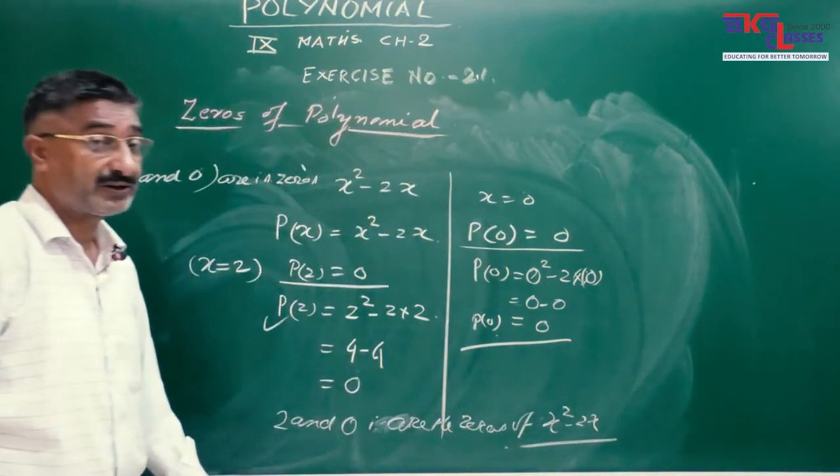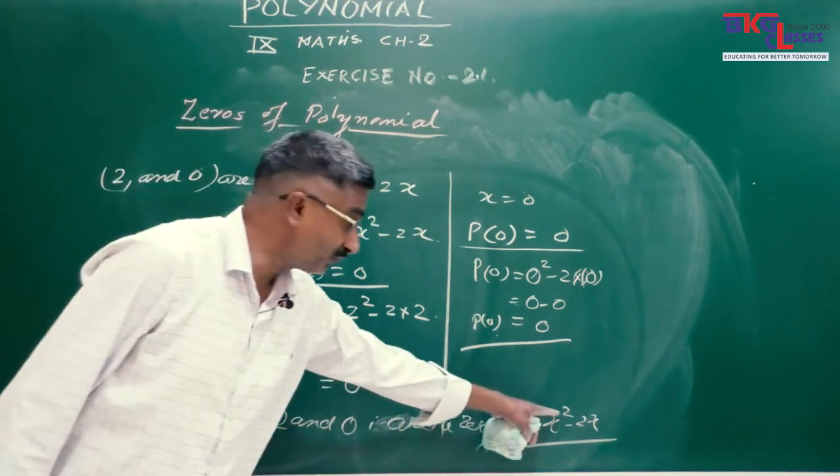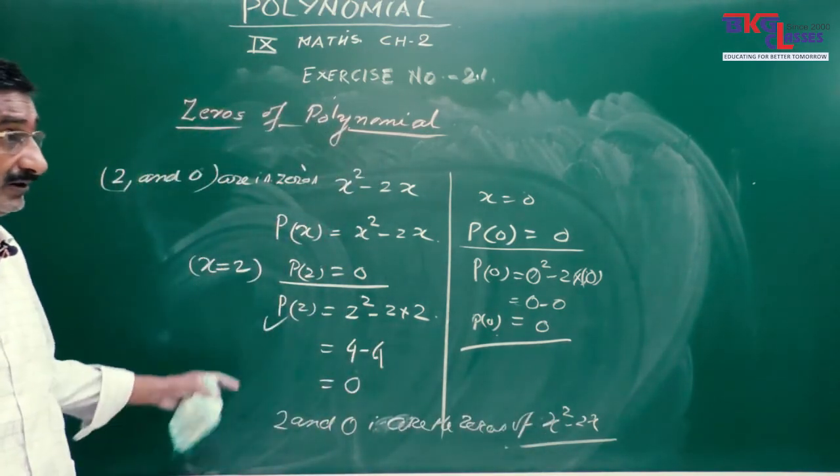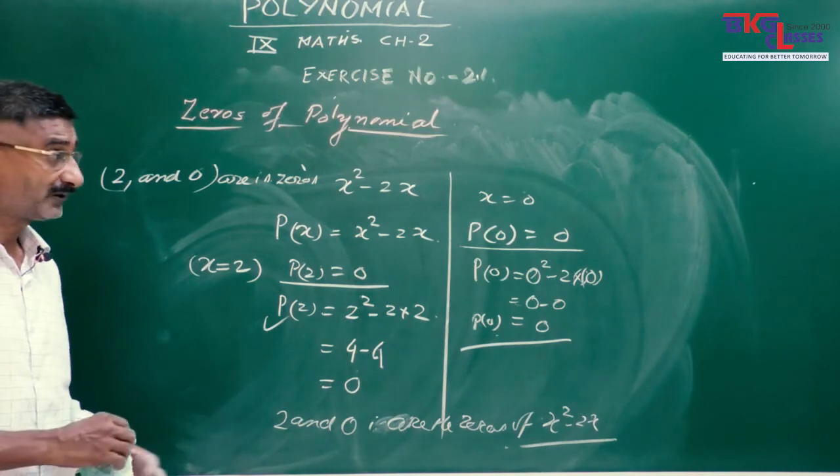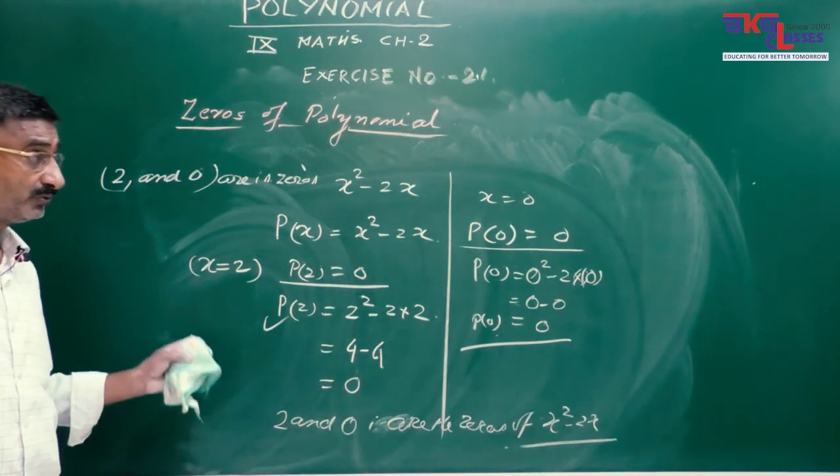Now here you can see that the power is 2. This is a quadratic equation, so there are two zeros. Okay, so there are two zeros.